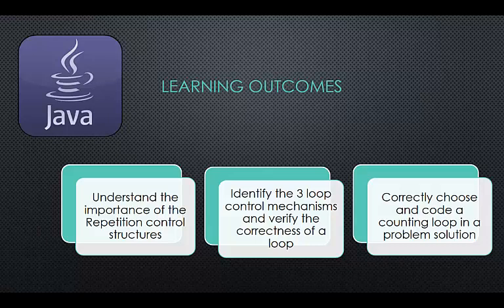We want to be able to identify the 3 loop control mechanisms, in this video discussed as the 3 golden rules of looping, that help us verify the correctness of our loops. And we want to be able to correctly choose and code a counting loop in a problem solution. Let's get started.